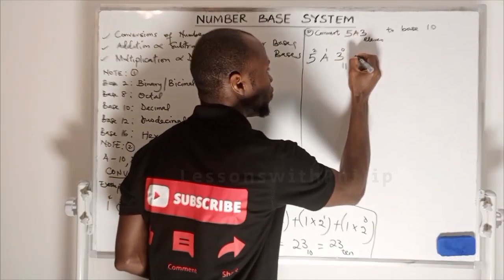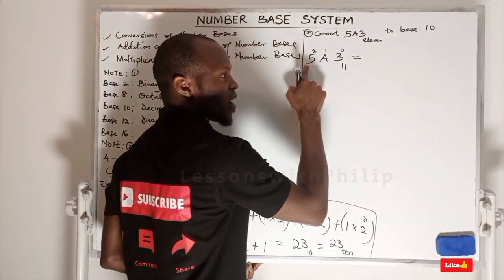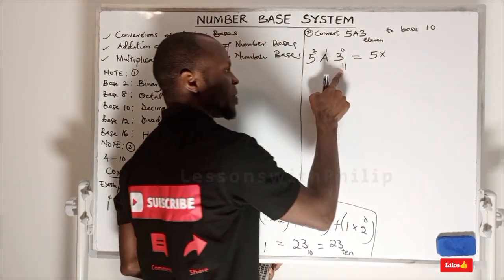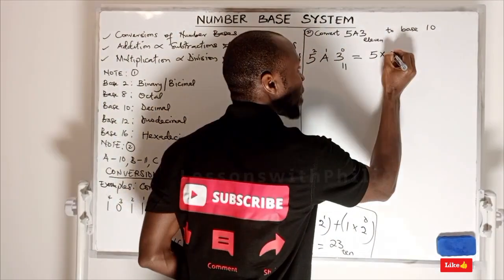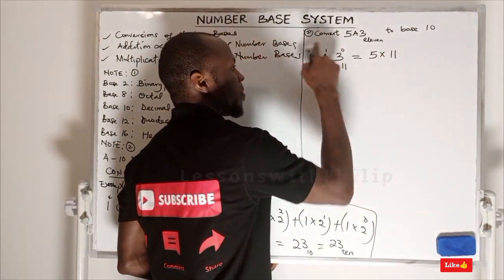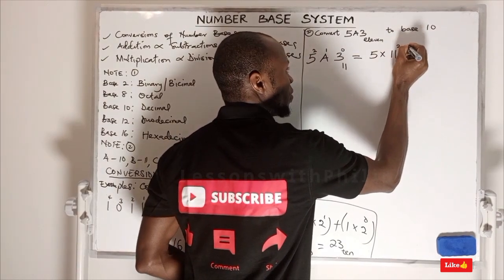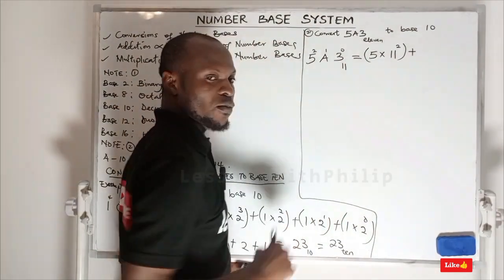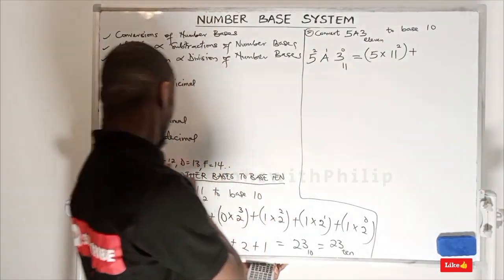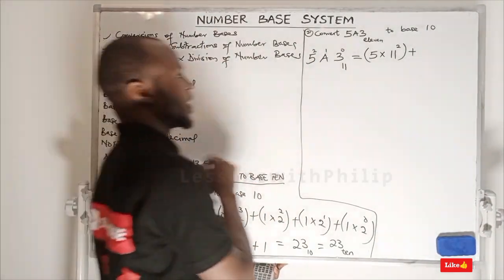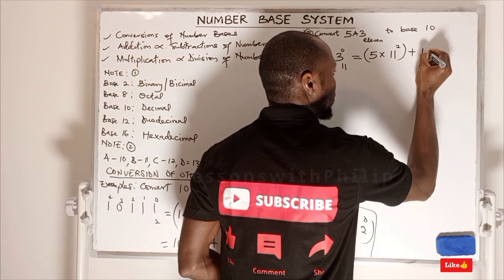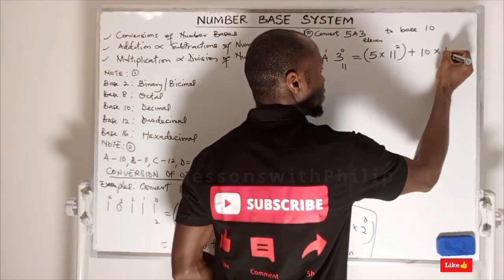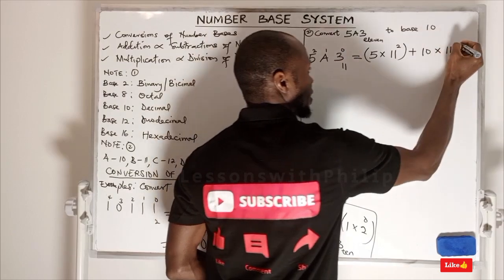Now, this will be equivalent to, start from this 5, that will be 5 times, what is your base? Base 11. That will be multiplied by 11. What is the power? Power 2, okay, plus, the second one is A. What is A? A is 10. Don't forget, our A is 10. That will be 10 multiplied by, what is my base? 11 raised to power 1.